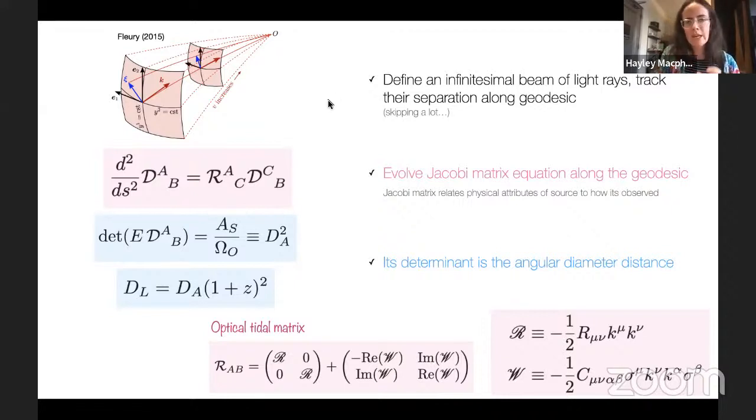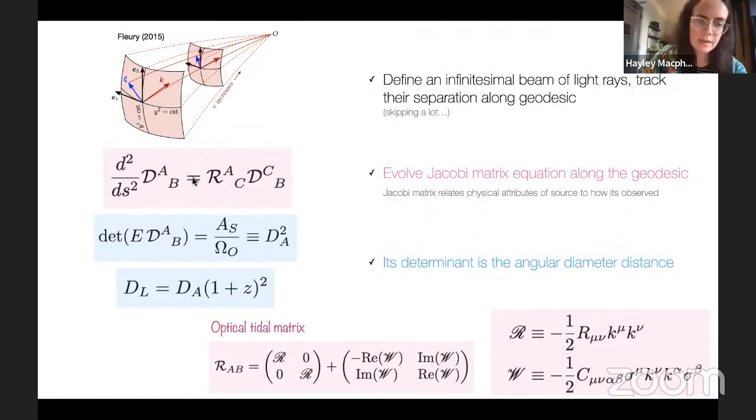But what we're doing is we're tracking an infinitesimal beam of light and looking at the separation of geodesics within this bundle along the geodesic. These red lines are all of our geodesics. Here is our observer, and they're going out away from the observer. And so we basically just track this separation vector xi, which tells us how far individual geodesics are from one another in the bundle. And we can evolve that vector along the geodesic, and that tells us how the bundle will behave, assuming it's a small bundle.